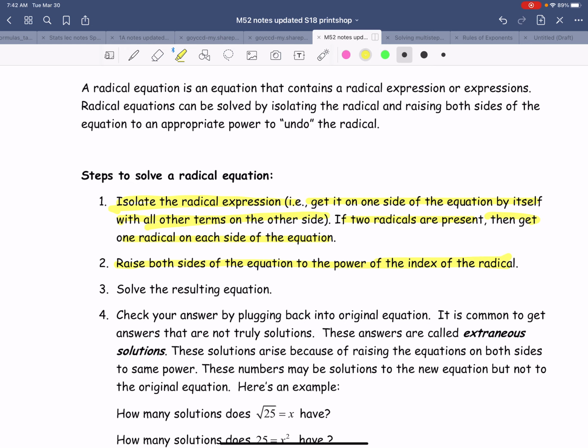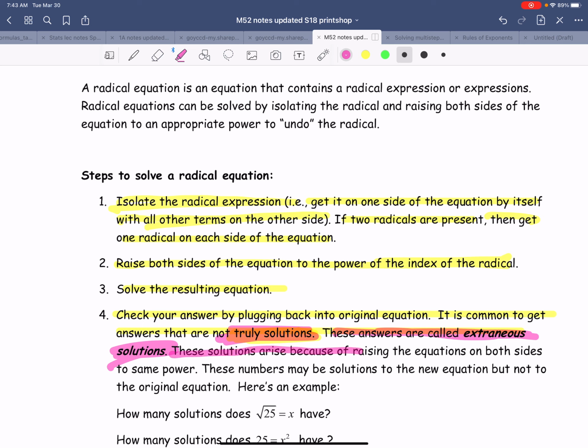And then the last step is really, really important. Check your answer by plugging back into the original equation. So your solution that you got, plug it back into the original equation that you started with to make sure the left and right hand side are equal to each other. It is common to get answers that are not truly solutions for the radical equations. These answers are called extraneous solutions.